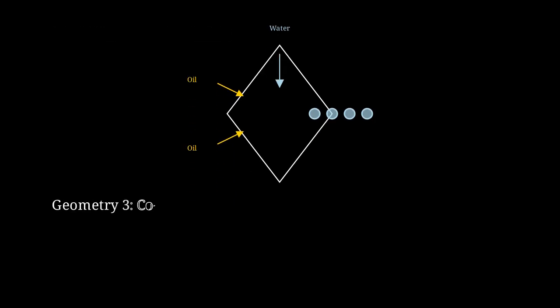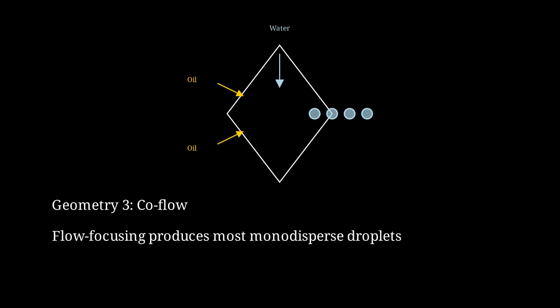The third geometry is co-flow, where one fluid flows concentrically inside another fluid in the same direction. Among these geometries, flow focusing typically produces the most monodispersed droplets, meaning droplets with very uniform size distribution.